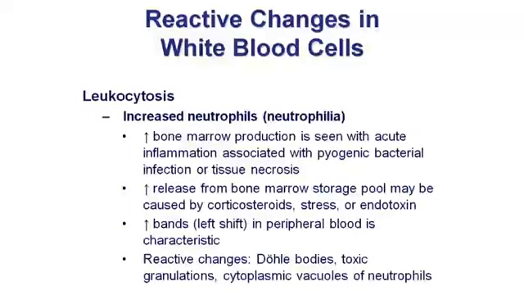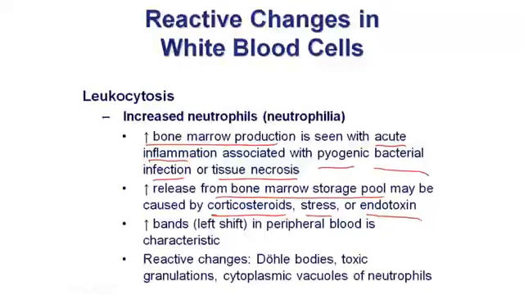We first want to talk about leukocytosis, which means increased white cells in the blood. There can be increased bone marrow production, typically seen with acute inflammation associated with pyogenic bacterial infection, as well as tissue necrosis. Increased release from bone marrow storage pool is typically caused by corticosteroids, stress, or endotoxin. Increased bands, left shifts, or shift to the left is characteristic.